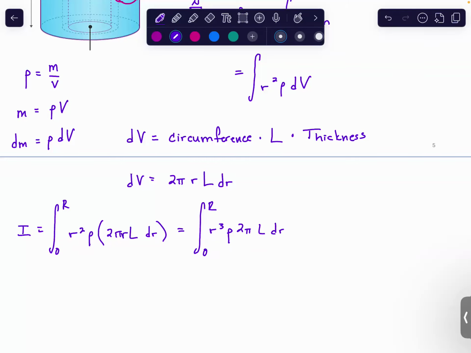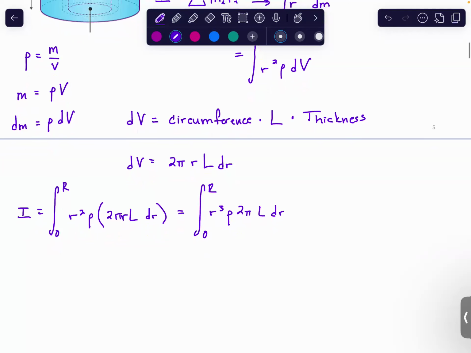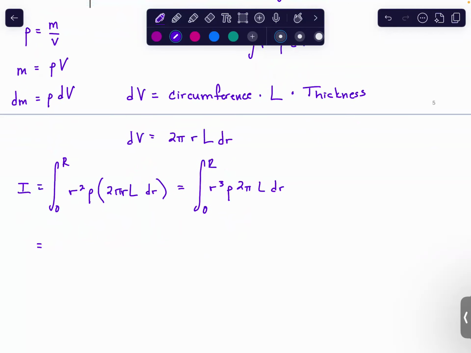Now, you notice that the density, the 2 pi and the L are constants. We can go ahead and pull those up front. And then inside we're going to have r cubed dr. So now the integral becomes quite simple. Let's remember the power rule for integration: this comes out to be 1 over n plus 1, x to the n plus 1.